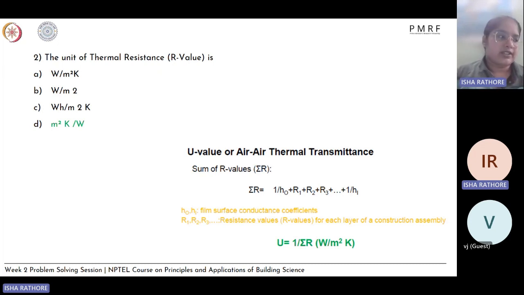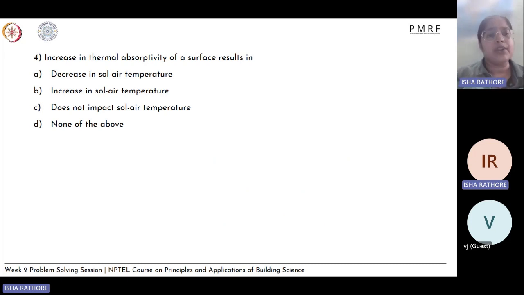Again, units are important for the different parameters. Questions like these can come in your final examinations also, based on units and the relationship between the different terms. Okay, so moving on to question 4.